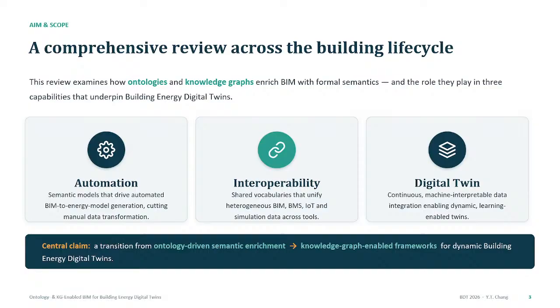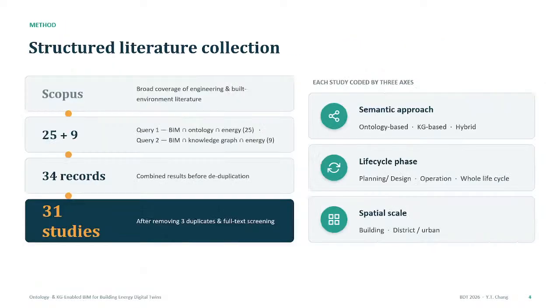In recent years, ontology is not a new thing, but knowledge graphs and all this semantic approach have grown viral and gained a lot of attention. The beauty of ontology and knowledge graphs lies in that they can foster data automation, increase interoperability, and serve digital twins, and it's important for later simulation and all these AI model applications.